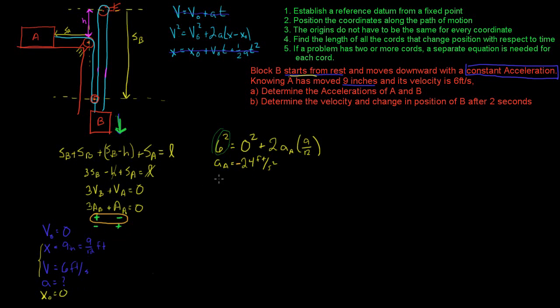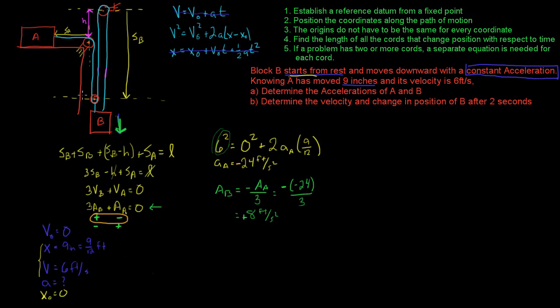So now that we have the acceleration of A, we can plug it back into this equation right here, and we get the acceleration of B is equal to the negative acceleration of A over 3. So this is the negative of negative 24 over 3, and this becomes 8 feet per second squared. And notice this is our positive value.